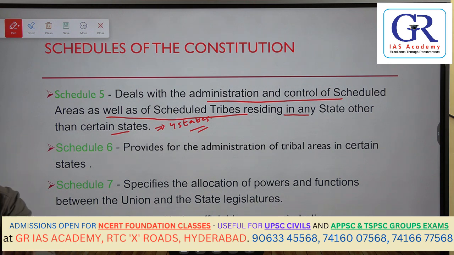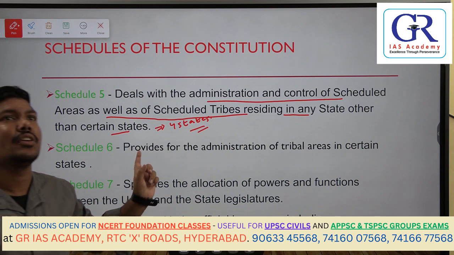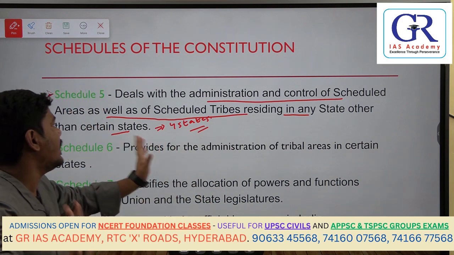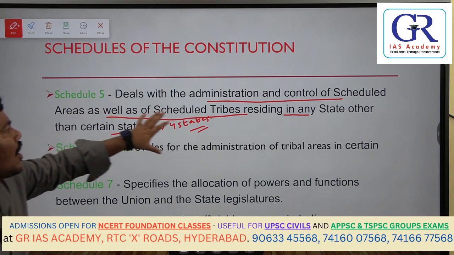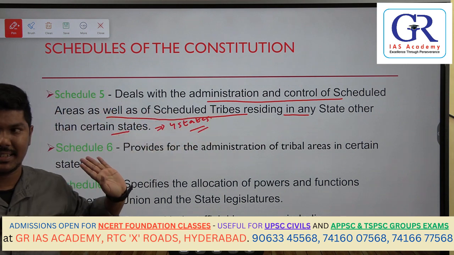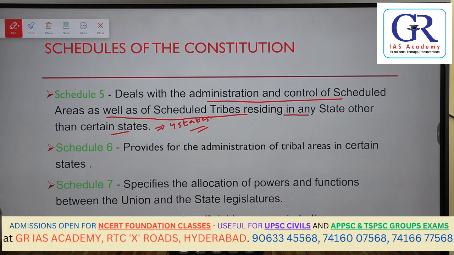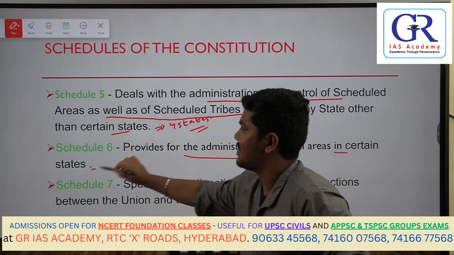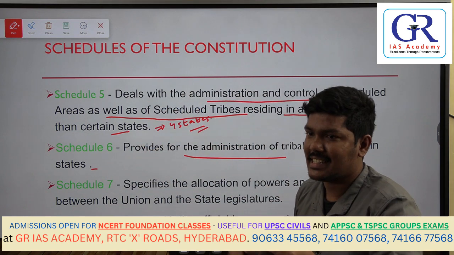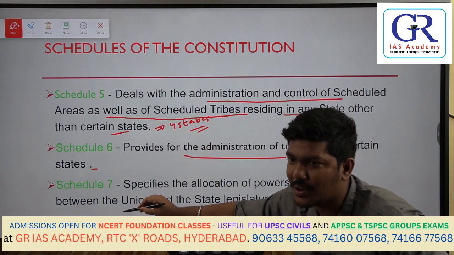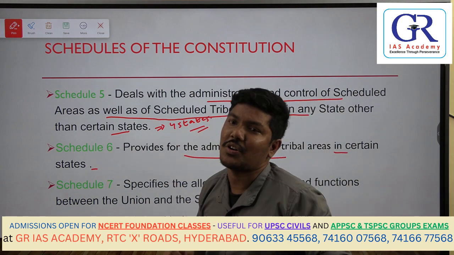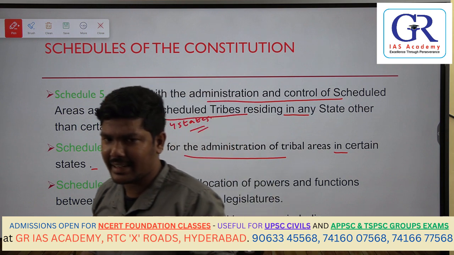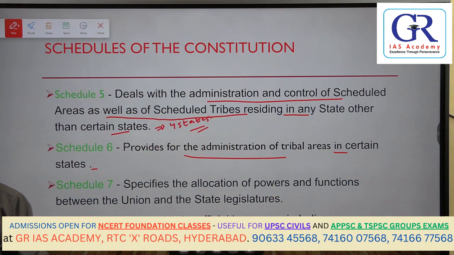You should first of all know that schedule 5 and 6 have been incorporated with an objective to protect the interests of scheduled castes and scheduled tribes. Once you are clear with that, schedule 5 deals with all the states except 4 states. That was the reason we mentioned except in certain states. And schedule 6 deals with administration of tribal areas in those 4 states. Clear, right? So these are the 6 schedules we are talking about.